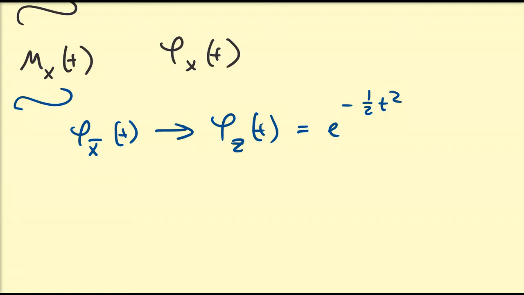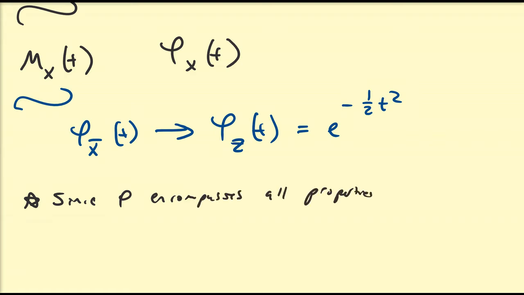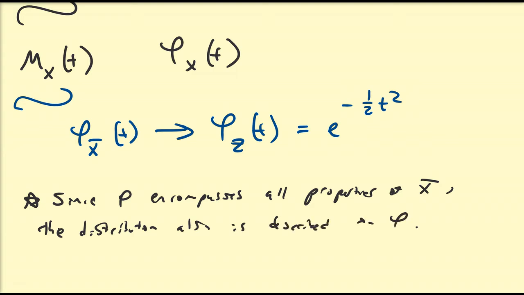So our proof is going to be centered around the characteristic functions. And why are we doing this? So let's just restate that. Since phi encompasses all properties of x bar, the distribution is also described in phi.